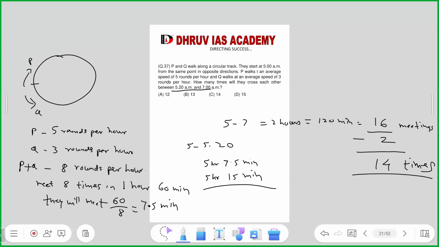So here the relative speed concept, because both are moving in opposite directions. So 5 rounds plus 3 rounds, they will be making 8 rounds per hour, or in other words, they will be meeting 8 times since they are moving in opposite directions. So we have taken this in 20 minutes, these 2 rounds we have taken out. So reduce that from the total. So there will be 14 meetings. They will cross each other between 5:20 to 7. So option C.